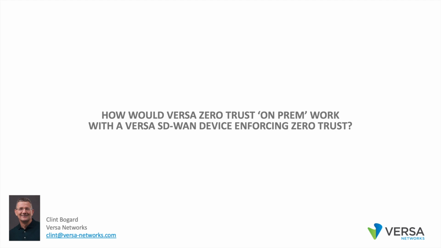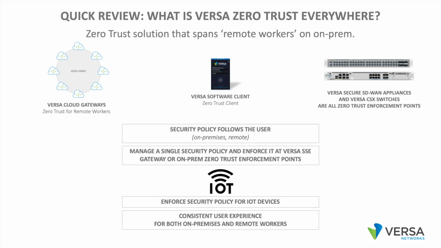How would Versa Zero Trust on-prem work with a Versa SD-WAN enforcing Zero Trust? So quick review, what is Versa Zero Trust Everywhere? This is our Zero Trust solution that spans remote workers and on-prem. The security policy follows the user. You can manage a single security policy and enforce it at Versa SSE Gateway or on-prem Zero Trust enforcement points. And this does allow you to enforce security policy for IoT and other headless devices. And you do have a consistent user experience for both on-prem and remote workers.